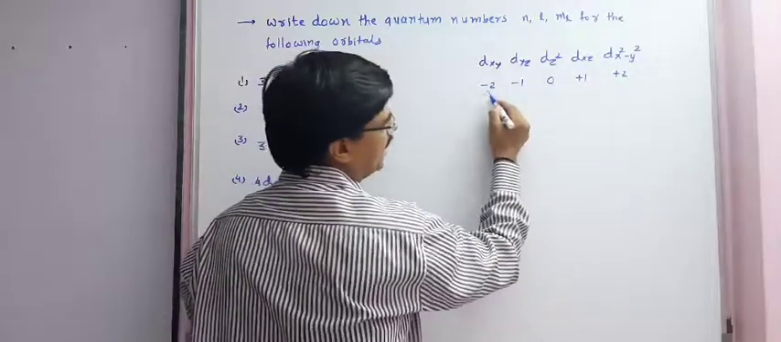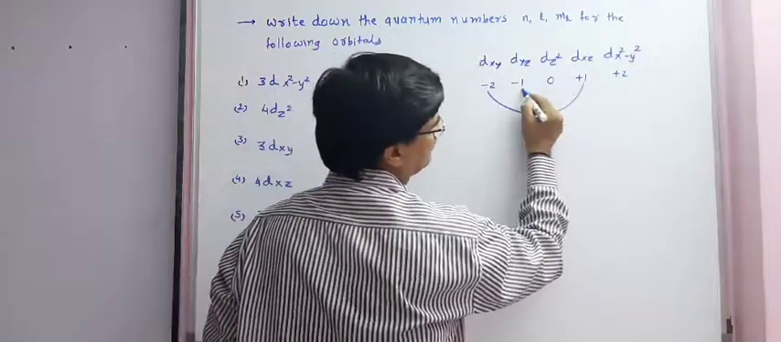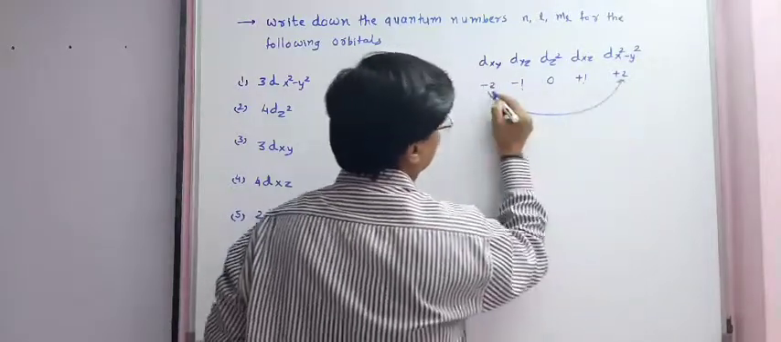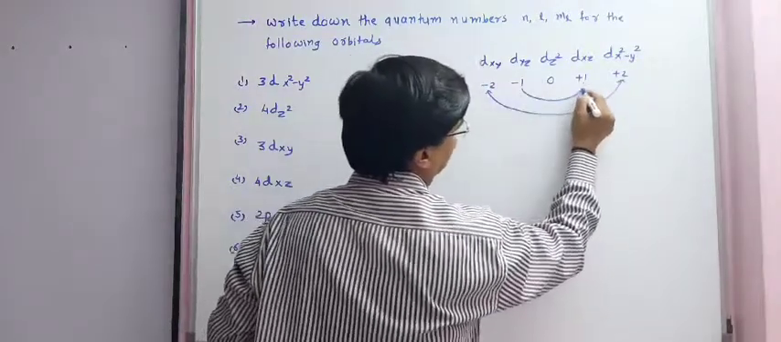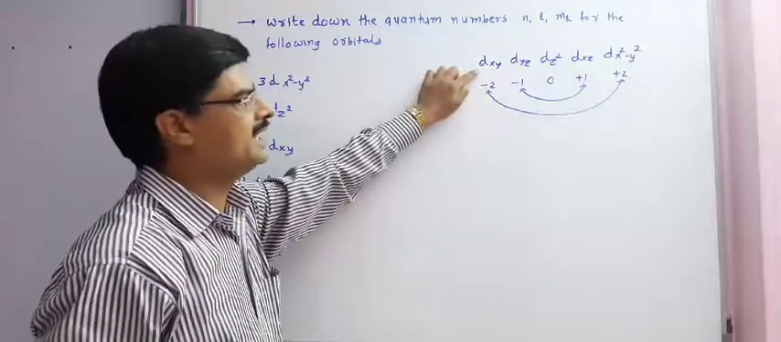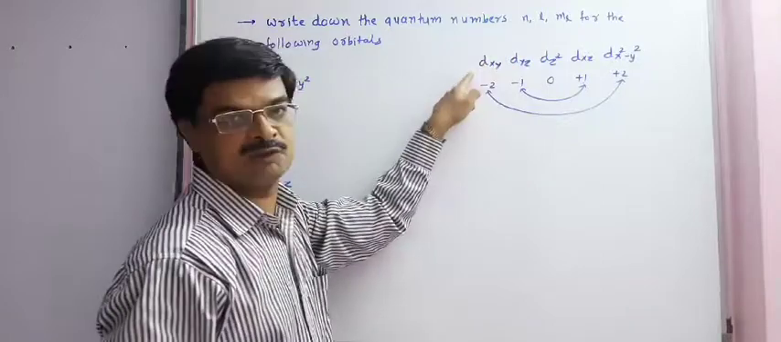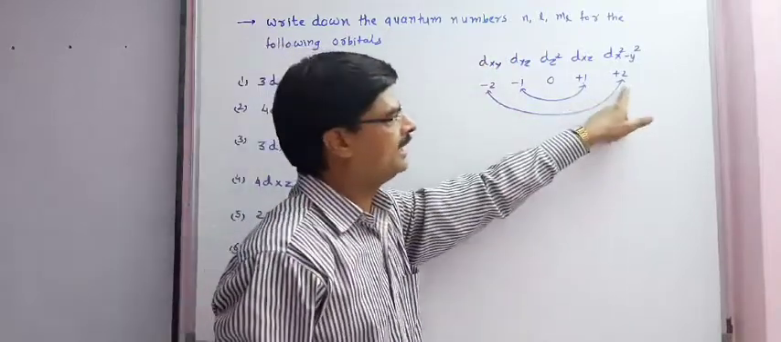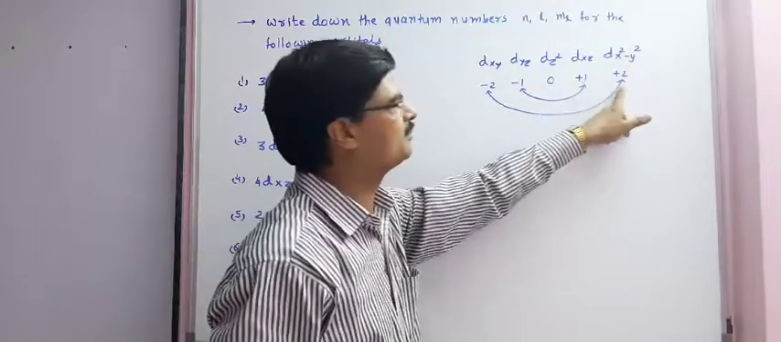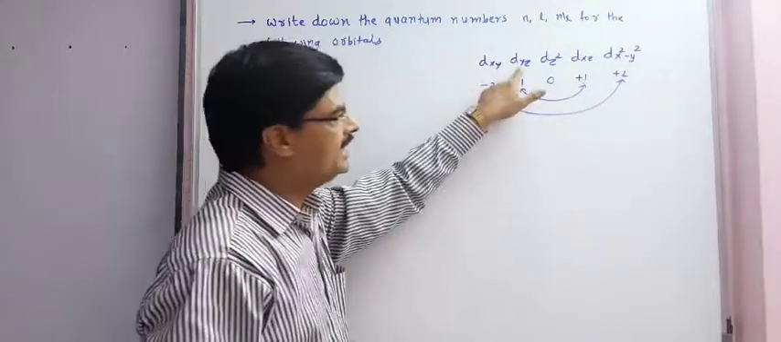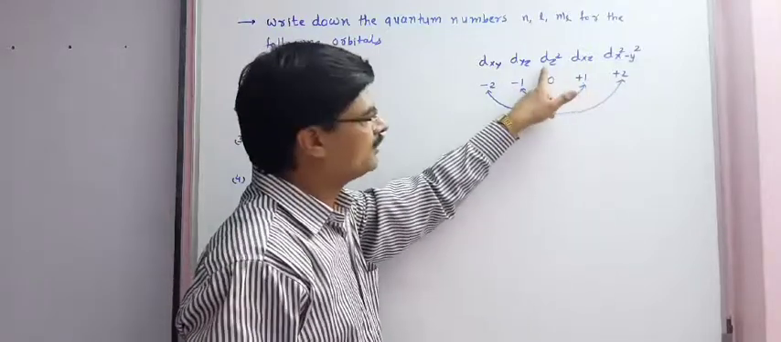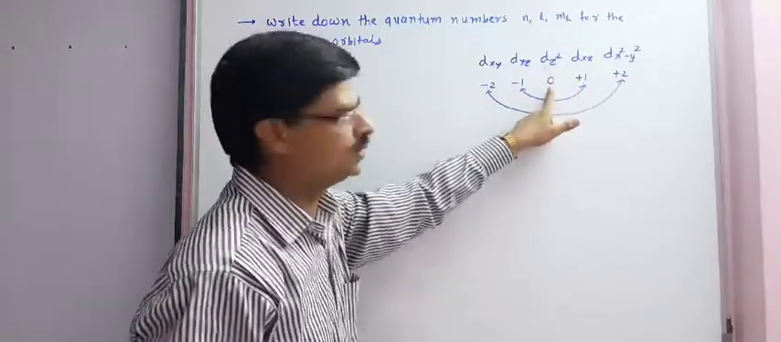But this value can be written in this way. It means that for dxy, the ml value can be minus 2 or plus 2. Same way for dx square minus y square, we can write plus 2 or minus 2. For dyz and dzx, minus 1 or plus 1. But for dz square, it is 0.